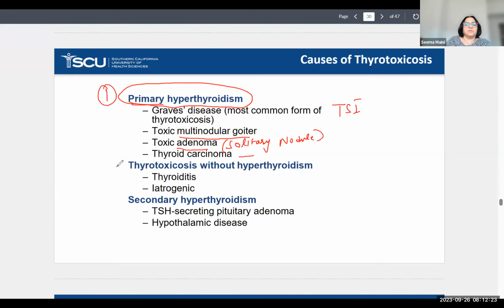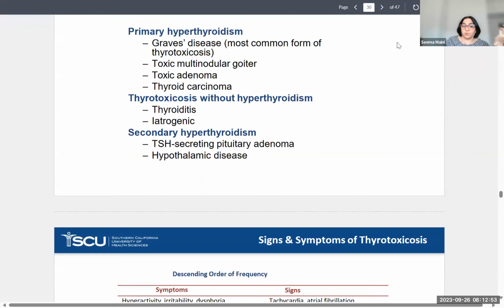Then there is thyrotoxicosis without hyperthyroidism, that is thyroiditis, or iatrogenic, when a patient is on thyroid supplement but is accidentally taking too much of it, like a double dose or something like that. Secondary hyperthyroidism: maybe something is wrong with the pituitary gland, it is secreting too much TSH, or there is primary disease of the hypothalamus making the thyroid gland work more, all right?